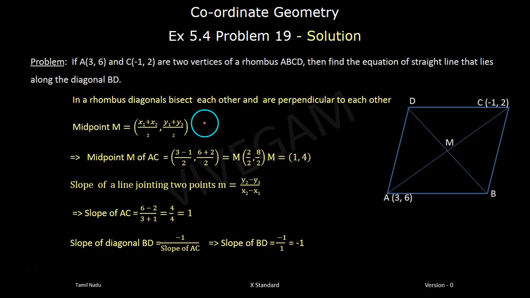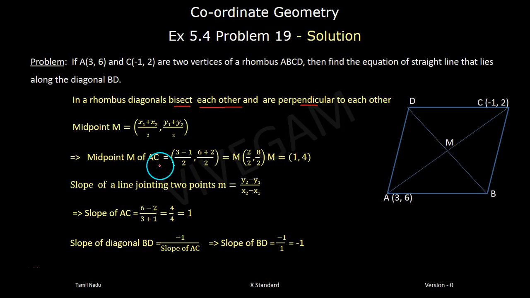The solution. So the key point is, in the rhombus, diagonals bisect each other and are perpendicular to each other, right? That is a key point. So the midpoint of AC is also the midpoint of BD, and the slope of AC will be the negative reciprocal of the slope of BD, or the product of the two slopes is minus 1.